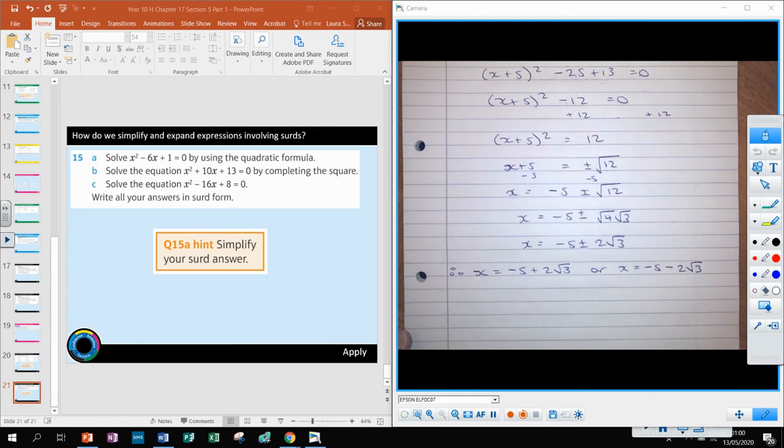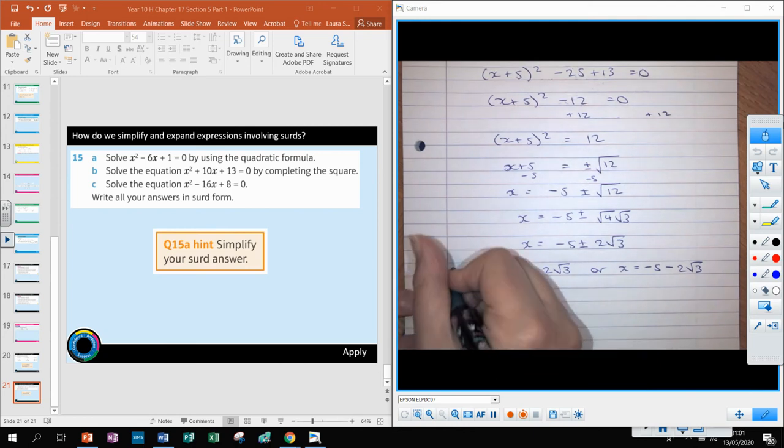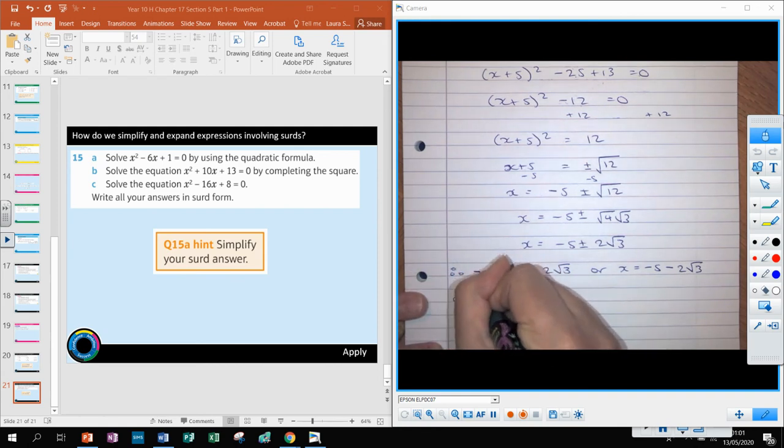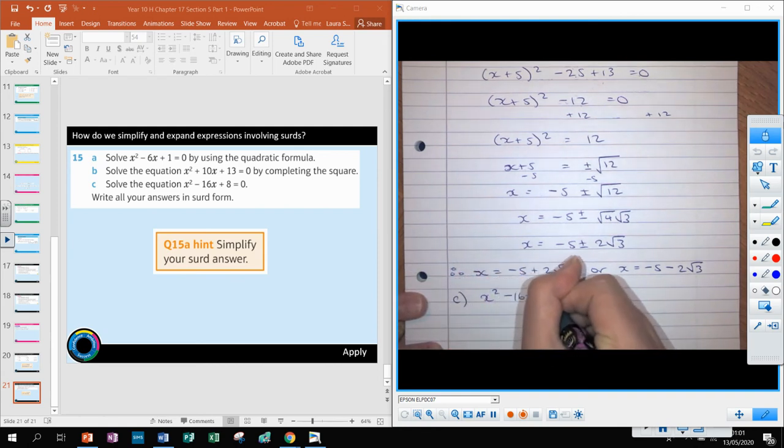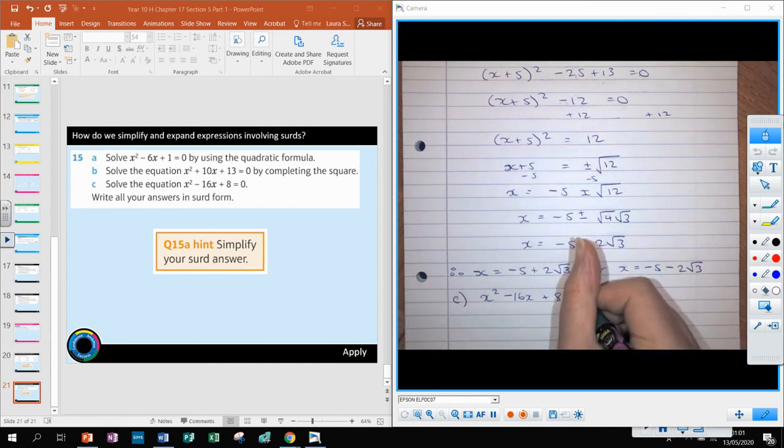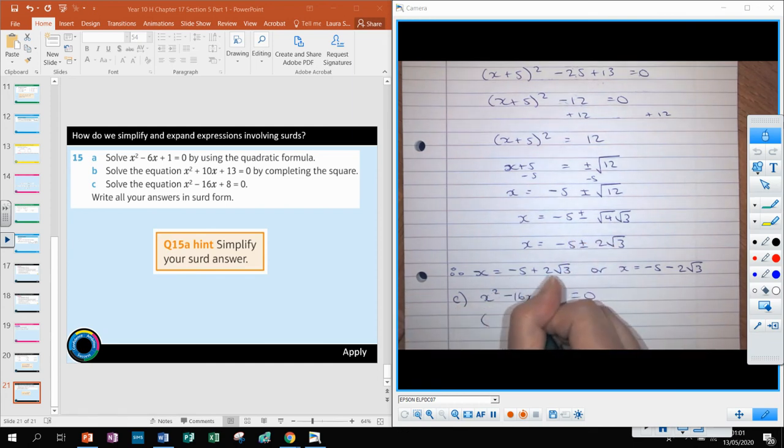Now, let's move on to part C, which says solve that equation. It looks to me like you can use whatever method you'd like. Okay, I'm going to say factorize. So for part C, we have x squared minus 16x plus 8 is equal to 0. Let's factorize that. Two numbers that multiply to a positive 8 but add to a negative 16. Can we? Not looking overly promising, is it? So we may not be able to factorize.